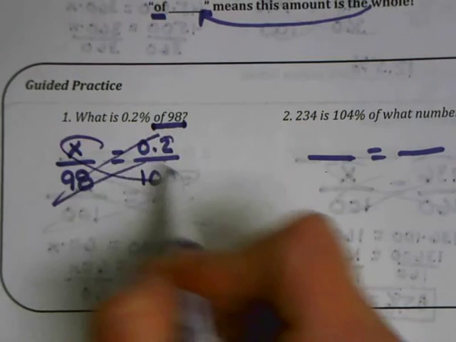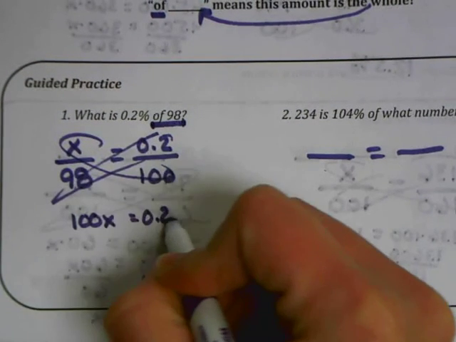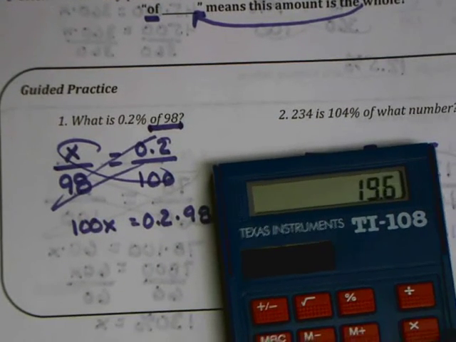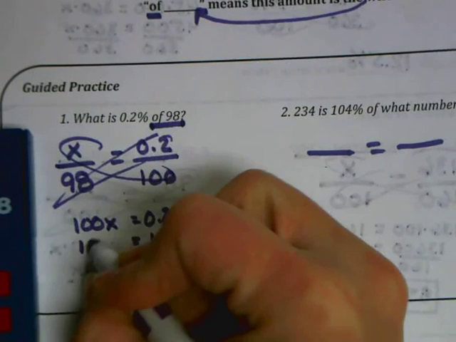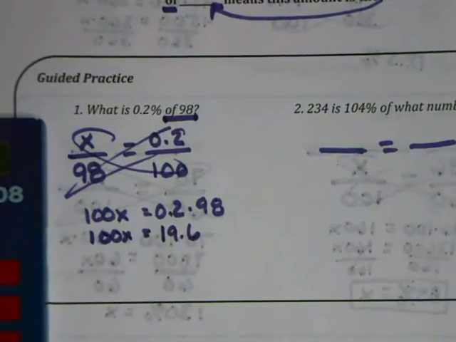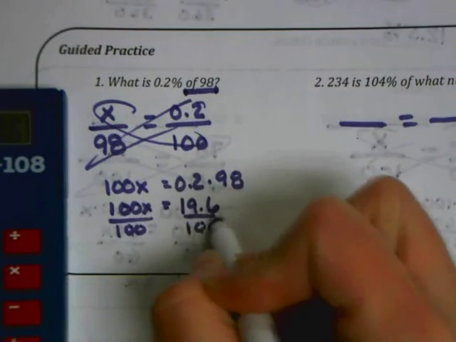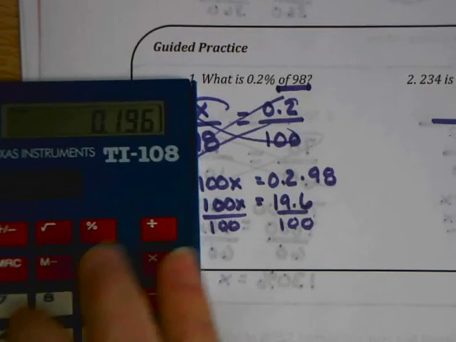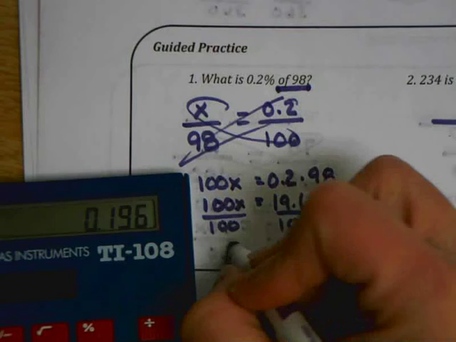Well, let's see. We've got 100 times x equals 0.2 times 98. 0.2 times 98, 19.6 equals 100x. All right, let's divide both sides by 100. Again, this is going to be tiny. Divided by 100, and we get 0.196. So x equals 0.196.